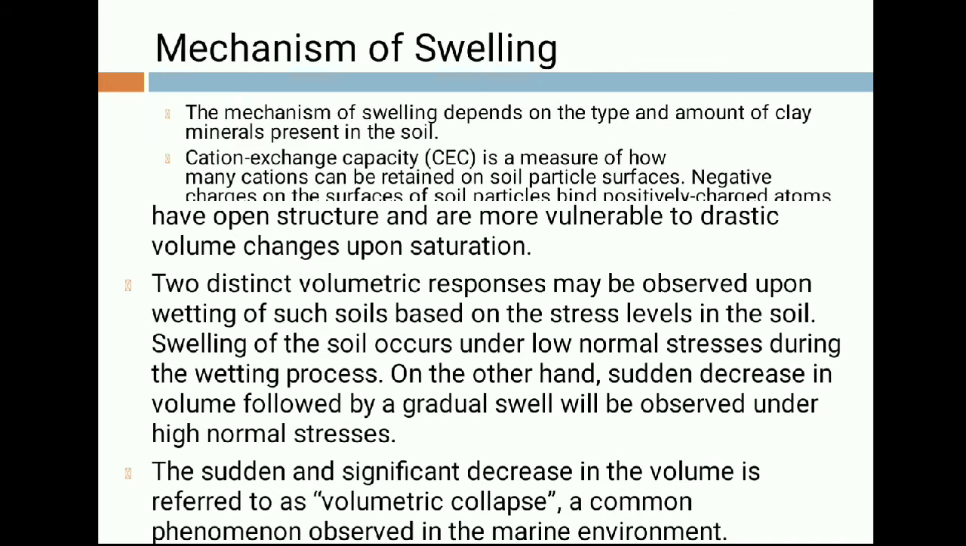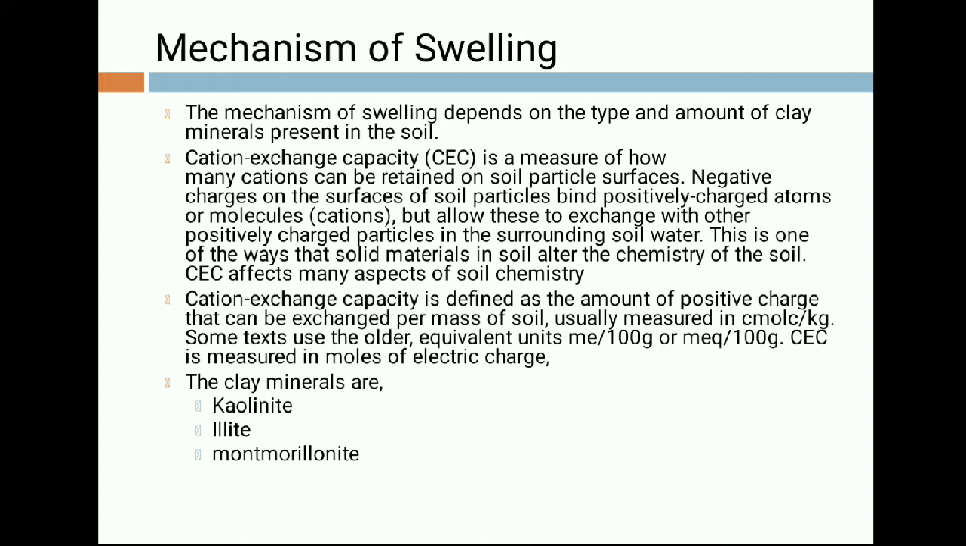Now let us see what is the mechanism of swelling. The mechanism of swelling depends on the type and amount of clay minerals present in the soil. The different clay minerals are kaolinite, illite, and montmorillonite. Now, based on the amount of kaolinite, illite, and montmorillonite, the cation exchange capacity, that is CEC, is a measure of how many cations can be retained on soil particle surfaces.